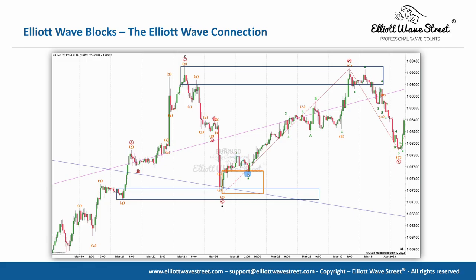The price moves inside the Elliott wave block right here. The next candle is green. So that's a buy trade right there. That's a signal. We can trigger if we like it, and we can leave a protective stop loss under the low. Here we're purely trading with Elliott wave blocks.